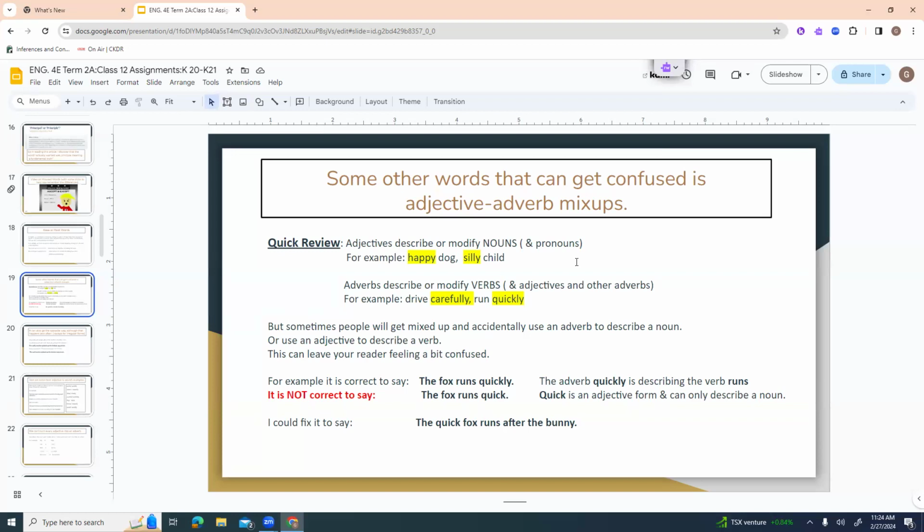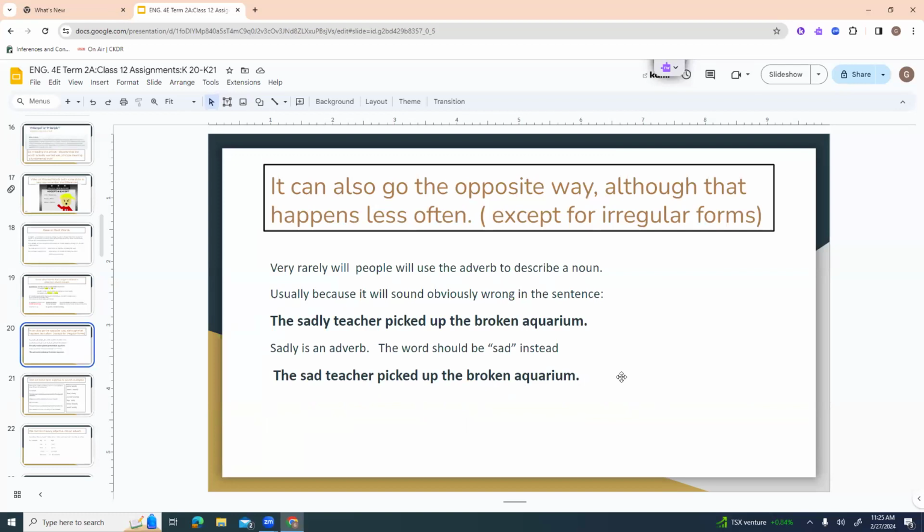This is a really subtle little difference, right? If you're talking fast, you might not even hear the ly at the end of a word, so you may not be aware that that's an issue. And then when you go to write, it's like, oh, wait, I didn't know what was going on there. Now, theoretically, it can happen the other way, although I find it happens a lot less often, except for some irregular forms. And the reason is it usually sounds quite wrong to use that ly adverb form to describe a noun.